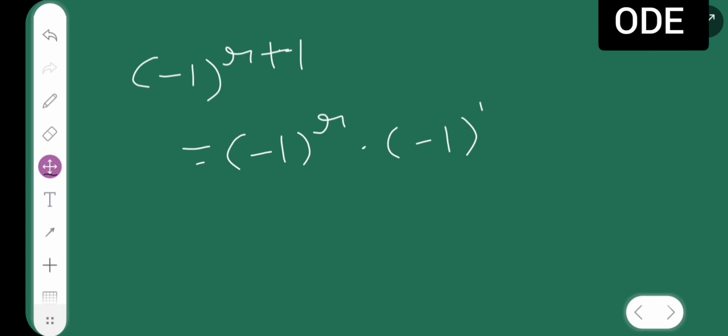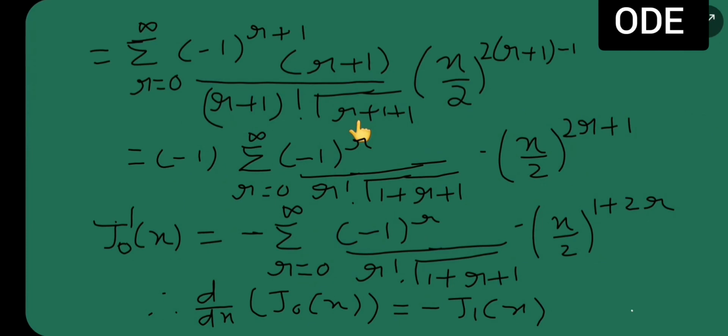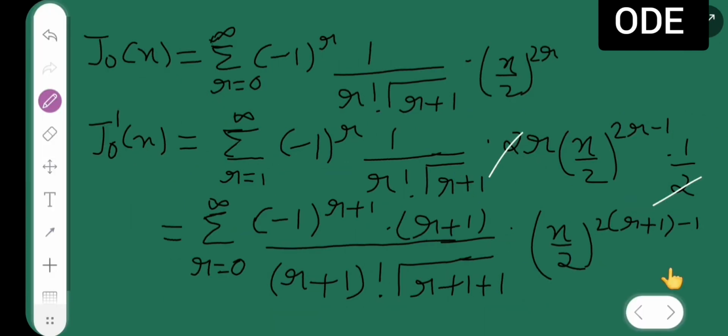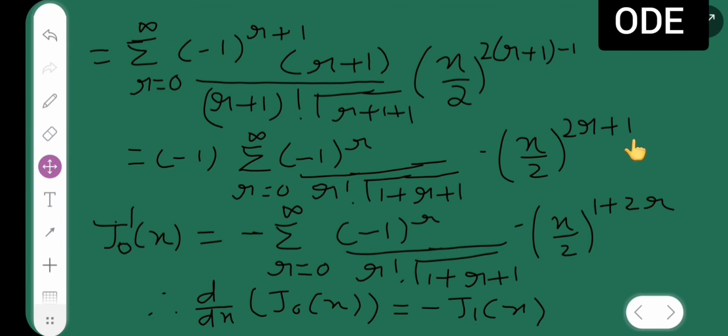So how have I done this part? If it is 2 over here, and then there is something like r plus 1 minus 1, so 2r plus 2 minus 1. So obviously what I will get is this. This is how I got 2r plus 1.